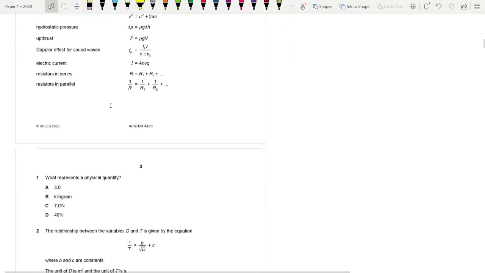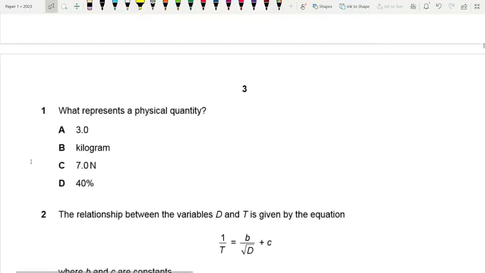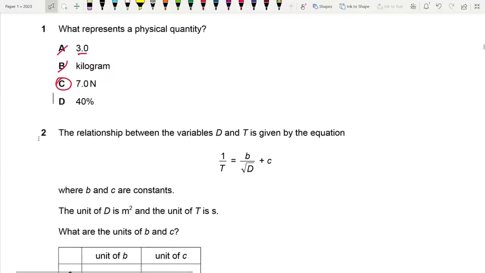So let's begin. What represents a physical quantity? We know that a physical quantity has two components, a numerical value as well as a unit. A does not have a unit, it has a value though. B is just a unit, no value. C is the correct answer because we have a value, 7 newtons, as well as the unit newtons.